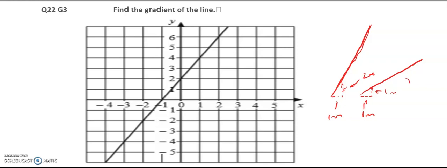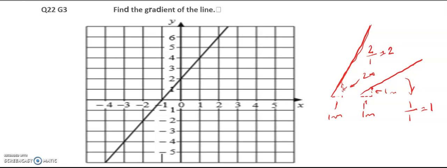So the gradient for this one is 1 over 1, which gives us 1. So you go 1 meter up for 1 meter across. Whereas in this other one, you'd go 2 meters up for 1 that you go across. So that gives us a gradient of 2.